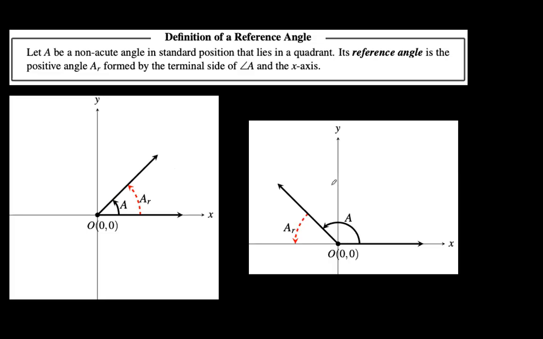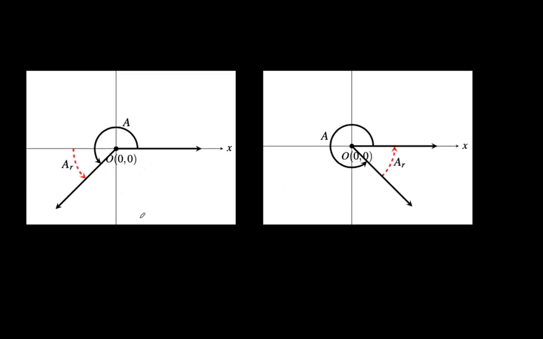So, the reference angle is always with respect to the x-axis. It's either the positive or negative x-axis. It depends. If the terminal side of the angle is in the second and third quadrants, therefore negative. If first and fourth, positive. I think it's understood. Okay. Find the reference angle for each of the following.